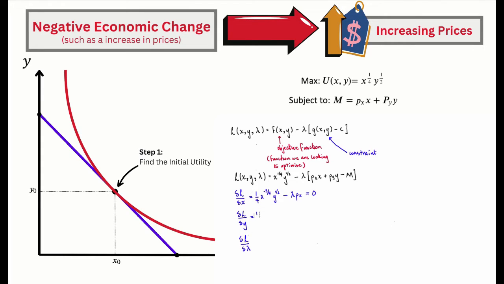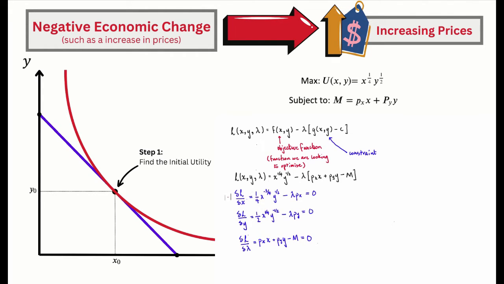We're going to get 1/2 out the front. The x to the power of 1/4 is a constant in this case. The y now becomes negative 1/2, and we're going to minus the Lagrangian multiplier times the price of y. Now that has to also equal 0. Finally, the partial derivative of the Lagrangian with respect to lambda is simply the constraint function, p of x times x plus p of y times y minus income. Now that has to also be equal to 0.